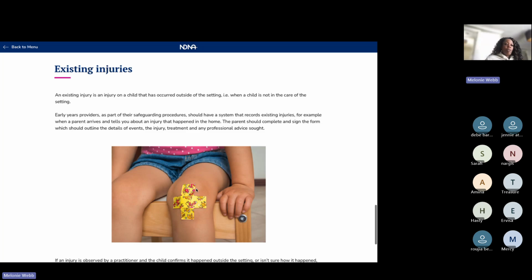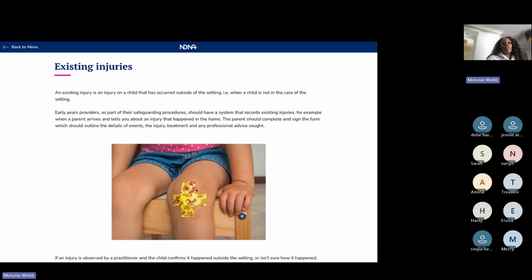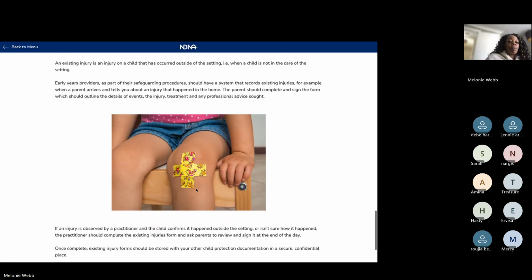An existing injury is an injury that a child has incurred outside of the setting, so when the child is not in the care of the nursery. Early years providers, as part of their safeguarding procedures, should have a system that records existing injuries. For example, when a parent arrives and tells you about an injury that happened at home, they need to complete, or we complete on Famly, the accident form, and we need to share it with them and the manager so that it can be acknowledged.